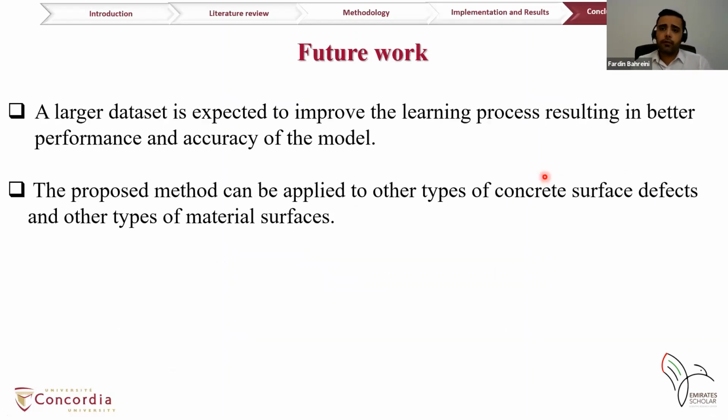Future work will focus on enlarging the dataset. A larger dataset is expected to improve the learning process, resulting in better performance and accuracy of the model. Moreover, the proposed method can be applied to other types of concrete surface defects and other types of material surfaces.